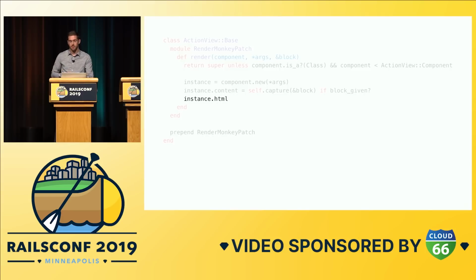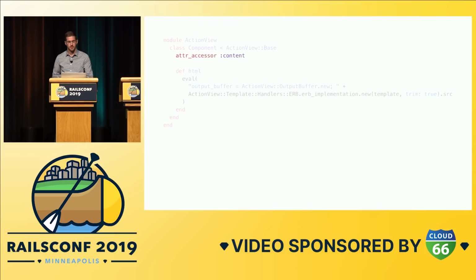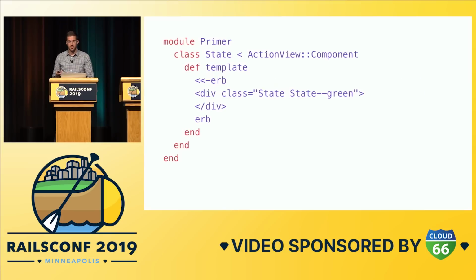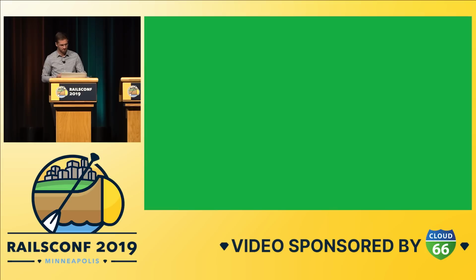So now that we're expecting all components to have this content accessor, let's go back to ActionViewComponent and declare it there. And then it's just a matter of taking our component and updating the template to render the value of that content accessor. So let's check in on our test. And we're back to green.